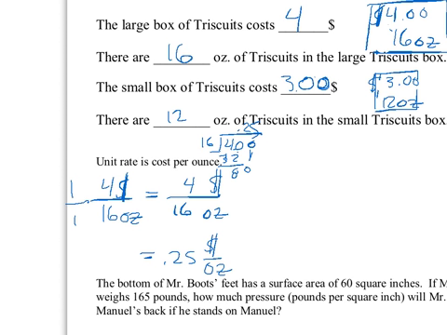So for the small box of Triscuits, it's the same idea. I need it to be in dollars per ounce. Well, I'm given dollars and ounces. So again, this is really simple: $3 divided by the 12 ounces.